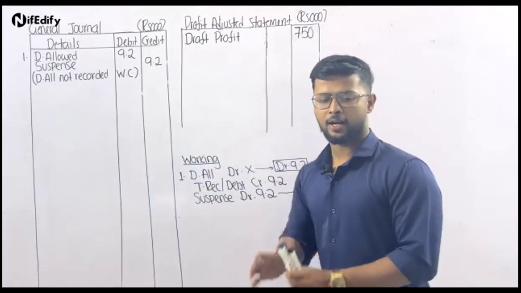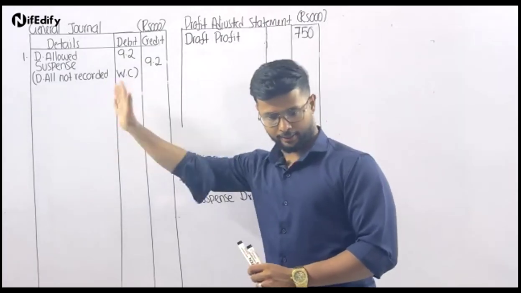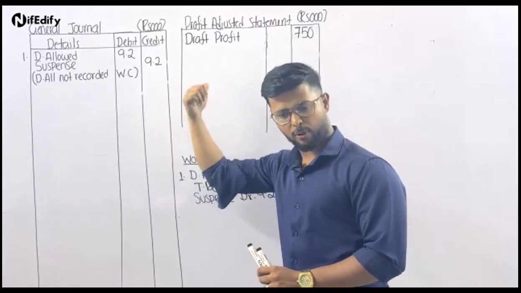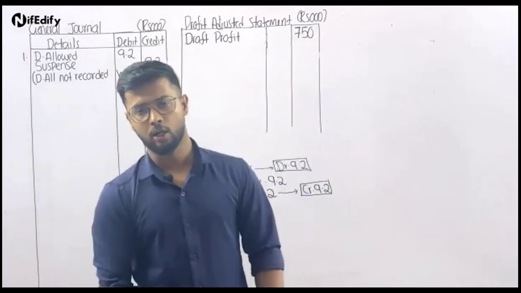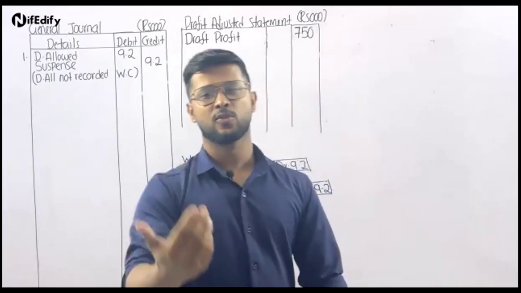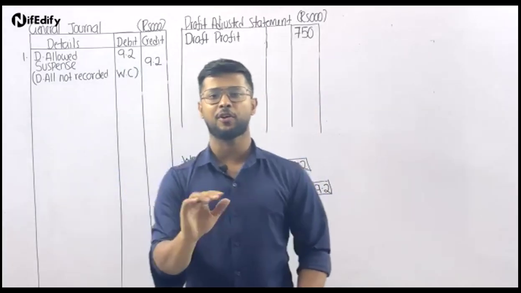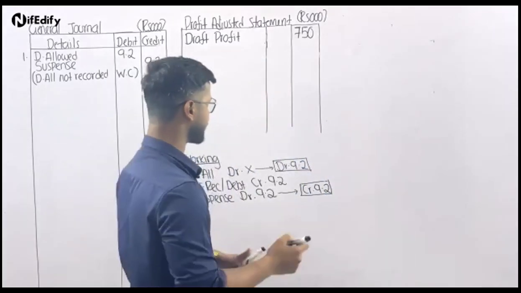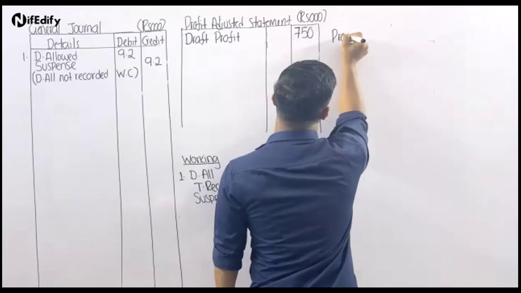Did you understand? Now, the general part is done. The error is corrected. We should come down to the profit adjustment. Let me give you a clue. One of the easiest ways to find out if an error is affecting the profit or loss is this: the primary factor that affects the profit.